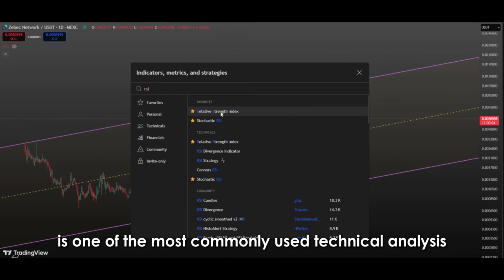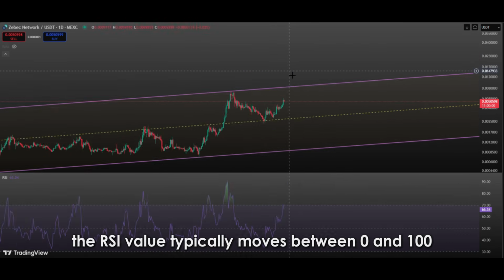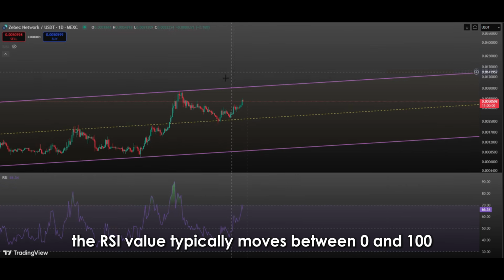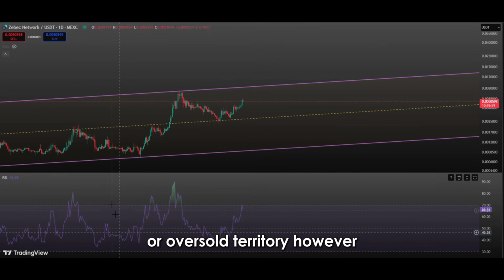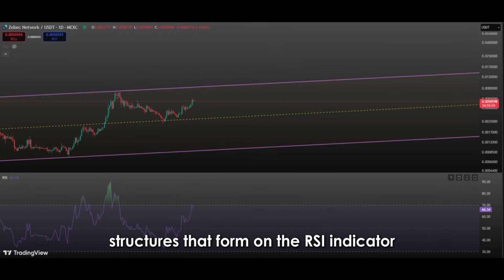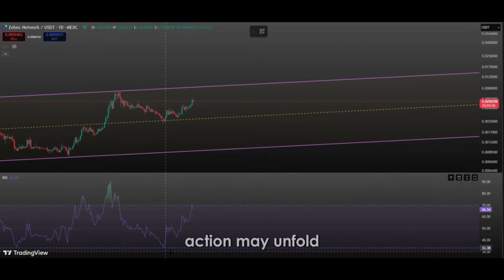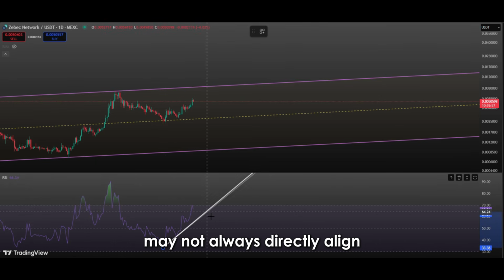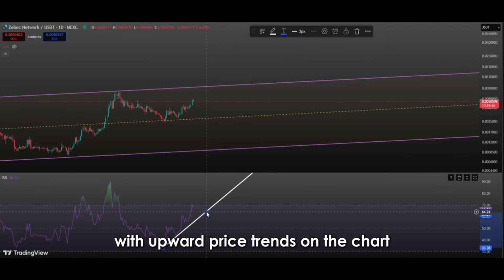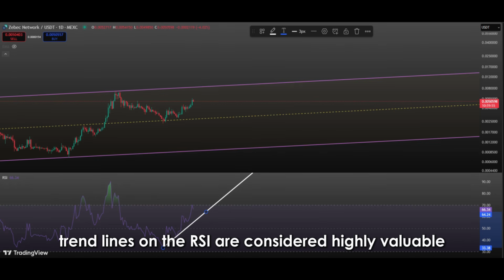RSI is one of the most commonly used technical analysis tools for detecting momentum shifts within the market. The RSI value typically moves between 0 and 100 and indicates whether the market is in overbought or oversold territory. However, beyond this, trend structures that form on the RSI indicator can provide powerful signals about how future price action may unfold. In particular, rising trend lines on the RSI may not always directly align with upward price trends on the chart, but often act as leading indicators. For this reason, trend lines on the RSI are considered highly valuable.